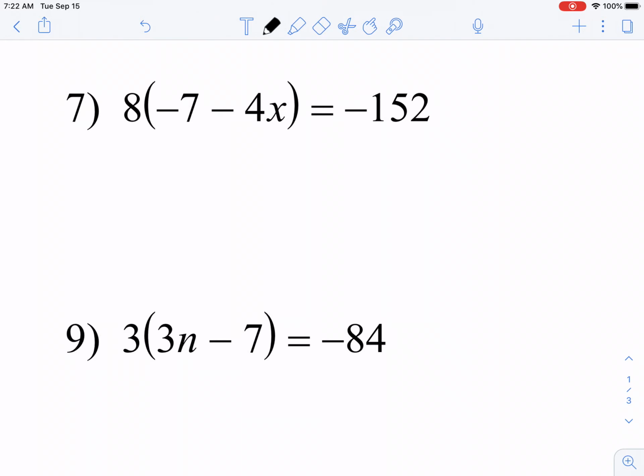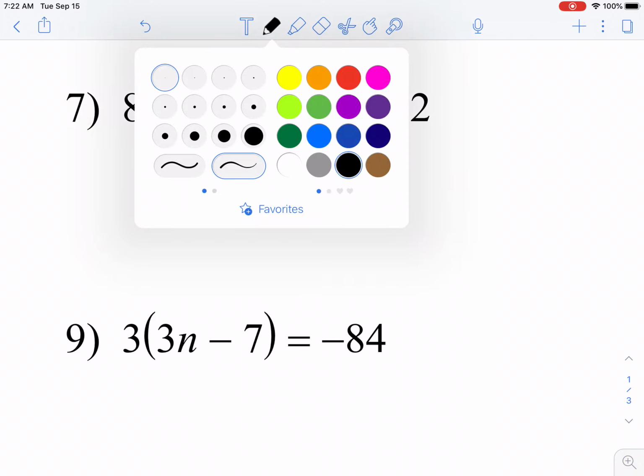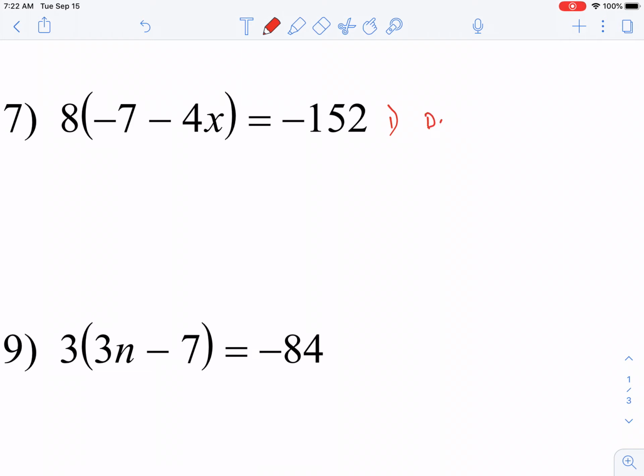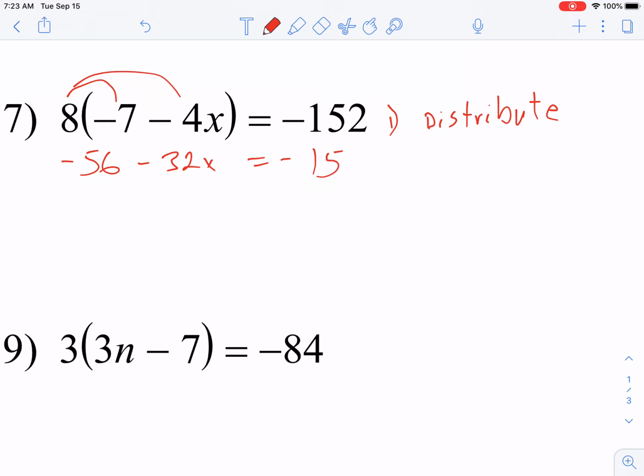We're going to continue working on problems that have distributive property today. So if we look at problem number 1, the first thing that we're going to do is distribute. Now, distribute is just simplifying the problem. It's not solving it. The reason you do this is so that you can make the problem become a two-step problem. So we're going to do 8 times negative 7 and 8 times negative 4. So 8 times negative 7 is negative 56. 8 times negative 4 is negative 32. The x comes with it. It's still equal to negative 152.